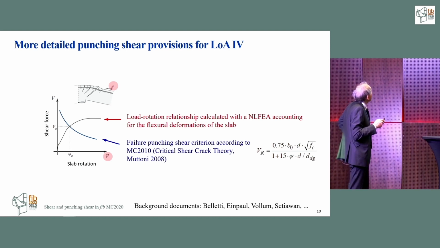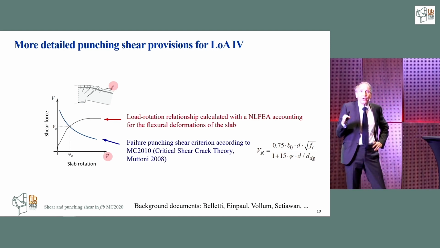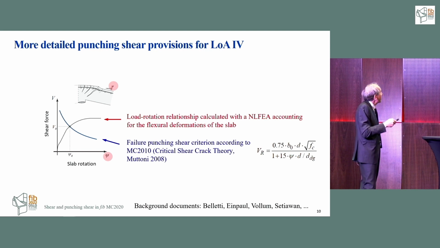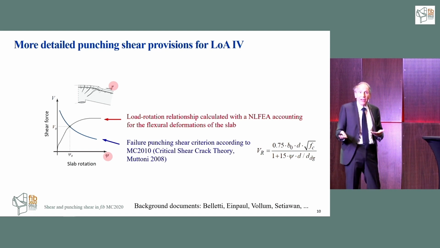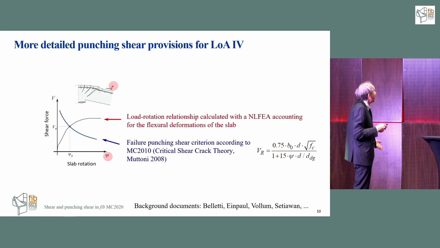We have more detailed punching shear provisions for level of approximation 4. For instance, this is the failure criterion which is given already in Model Code 2010, which is very general. In fact, we have seen that it is very general. We give provisions at the level of approximation 1, 2 and 3 to calculate analytically the load rotation relationship, but we can also improve the accuracy if we calculate the load rotation relationship with nonlinear analysis. This is just accounting for the flexural deformation. And there are nowadays tools in order to calculate the flexural deformation which are quite reliable. And we have defined a little bit better in level of approximation 4 how to proceed with this.